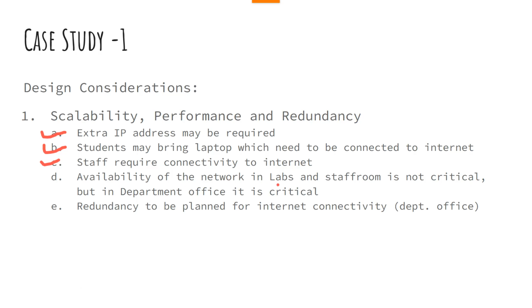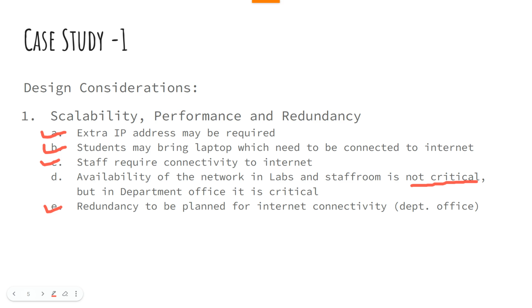Availability of the network in lab and staff room is not critical, which means that I need not design a network with redundancy for lab and staff room. When I say it is not critical, that means I don't require redundancy. But the department office, it is critical, and therefore network connectivity in the department office would require some kind of redundancy.